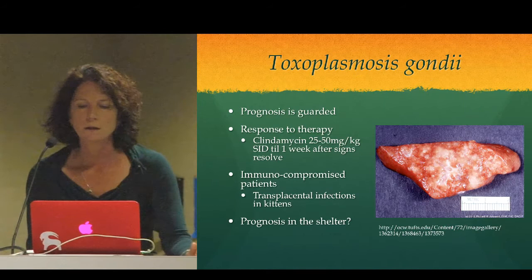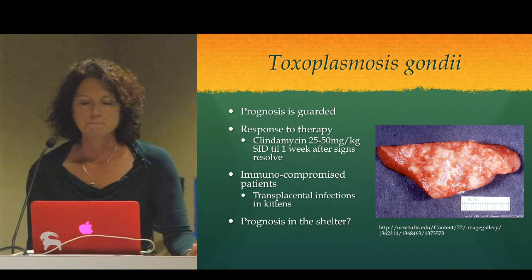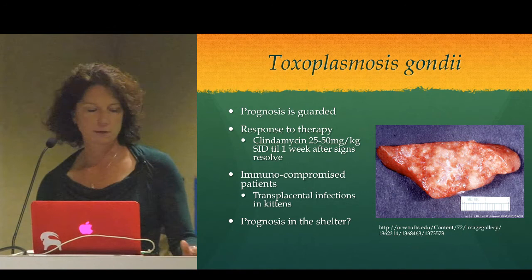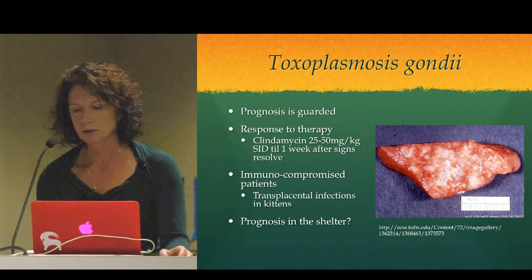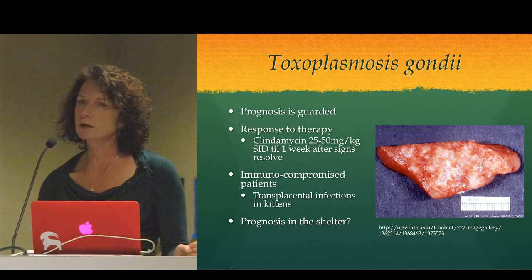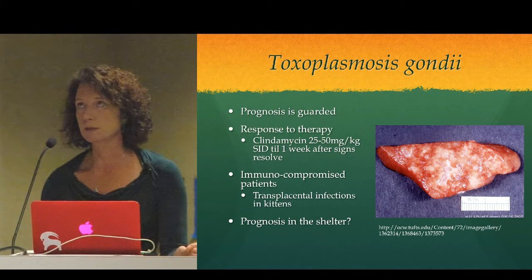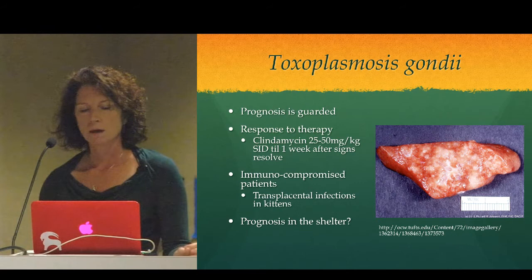With toxoplasmosis pneumonia, the prognosis is really guarded. If that's what you've got, especially in a younger animal or immune-compromised animal, the prognosis is definitely guarded because it causes severe disease. This is an example of a gross picture from a toxoplasma pneumonia case from Tufts. They do respond to therapy. Your choice of drug there is clindamycin, 25 to 50 mg per kg, so it's a high dose, until 1 week after the clinical signs resolve.